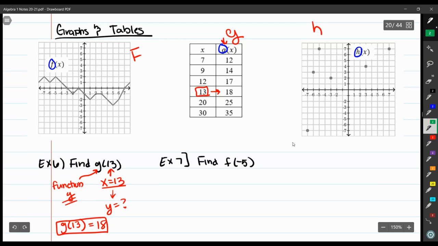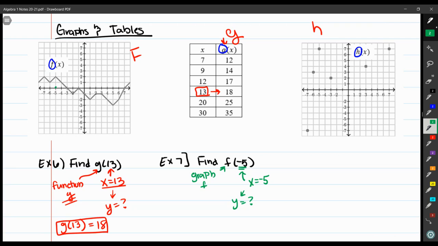So again, pay attention to what you're using. We're using f. So that's our graph f. And negative 5 is on the inside, so that means x is equal to negative 5. Find the y. You always have 2 pieces, an x and a y, an input and an output. Since it's on the inside, you're given the input, which is x. So find where x is negative 5, so that's right here.